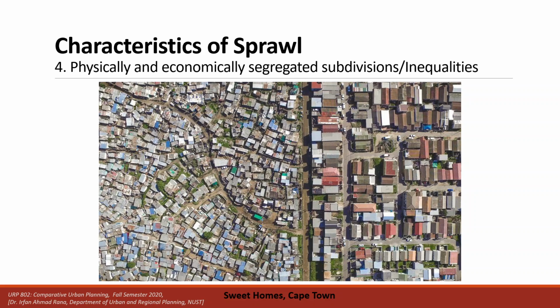Inequalities. Now, sprawl, because sometimes it is easier for the rich people, or the richer part of society, who can afford good land in the outskirts and can travel inside the cities by their car. That encourages them to live in the outskirts in low density areas where they can have more privacy, a more environmentally friendly environment, less pollution, and that sort of thing.